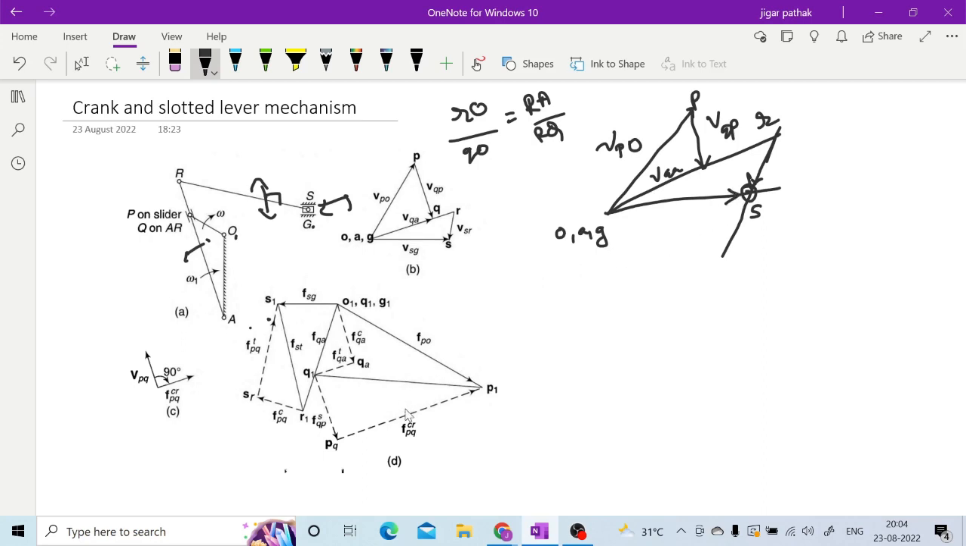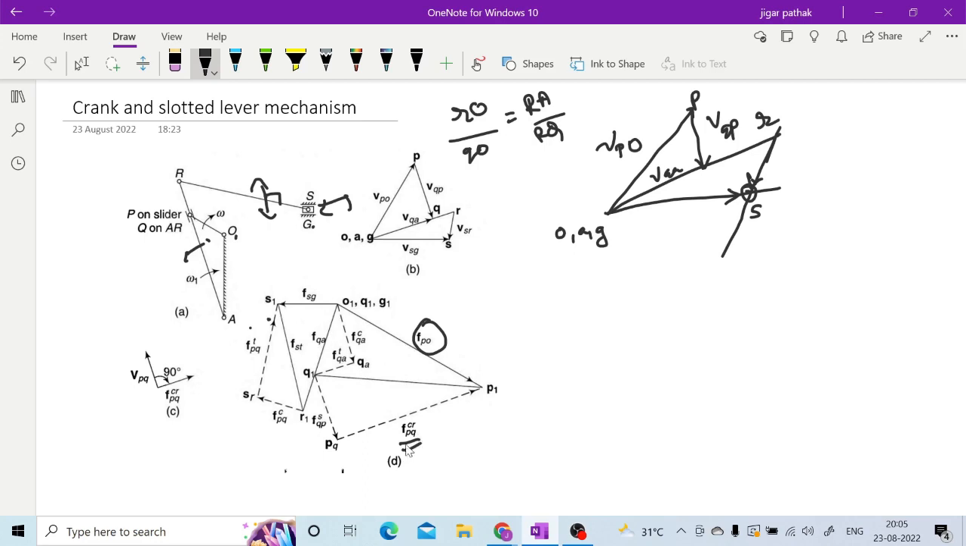Once you have your velocity diagram, you can start with your acceleration diagram. In the acceleration diagram also, the very first component you will have is this FPO. This is the centripetal acceleration of point P with respect to point O. As it is O1 P1, it is directed towards O. Now once you have this, you can locate this particular point.